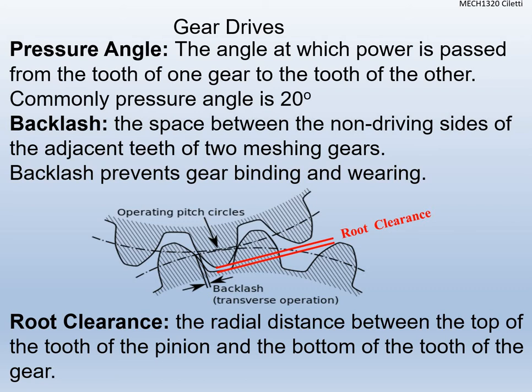Root clearance is the radial distance between the top of the tooth of the pinion and the bottom of the tooth of the pinion. Let me step back to backlash again real quick. You have to have a certain amount of backlash so that the teeth clear as they mesh together. If you have too much backlash, the teeth probably aren't going to touch each other.